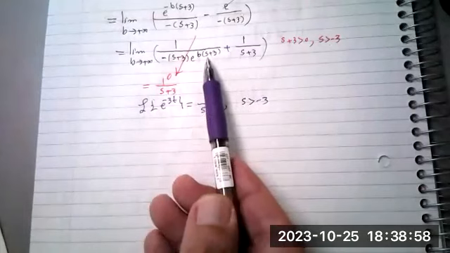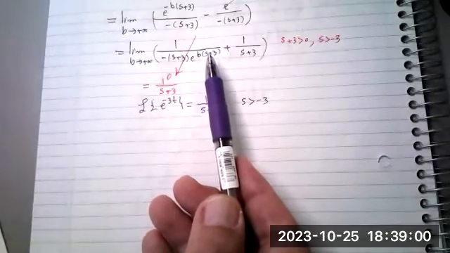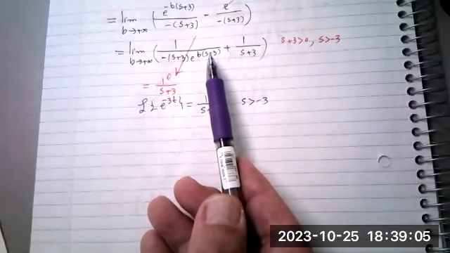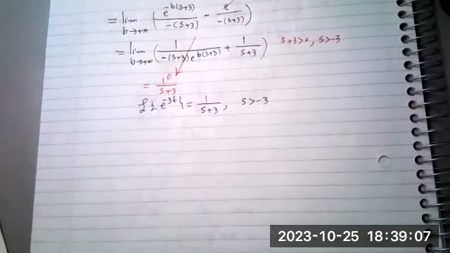You see, we assume that s plus 3 is positive. Yes, but we have a negative on the outside though. So it doesn't matter, because it would be negative 0, which is 0. Okay, so let's continue.